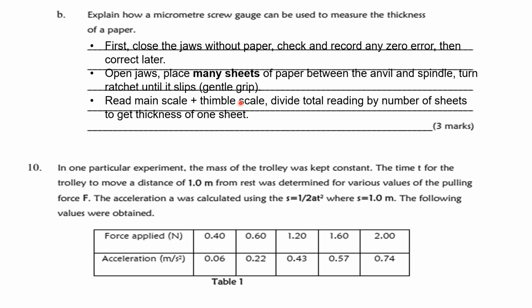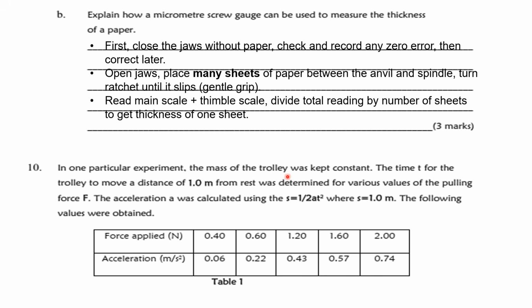So you add these up to find the thickness of one sheet of paper. You simply divide the total reading by the number of sheets to get the thickness of one. 3 marks.